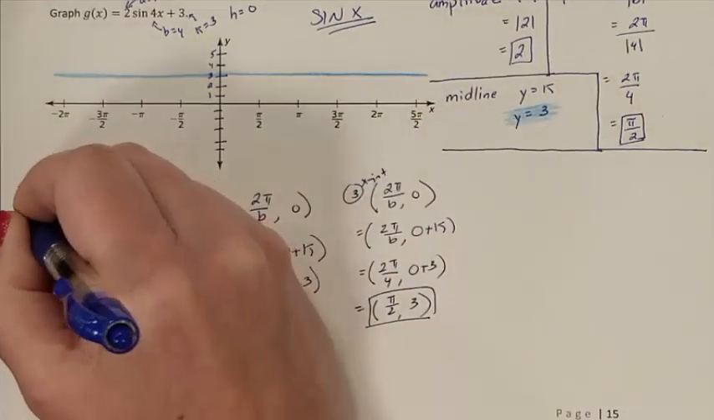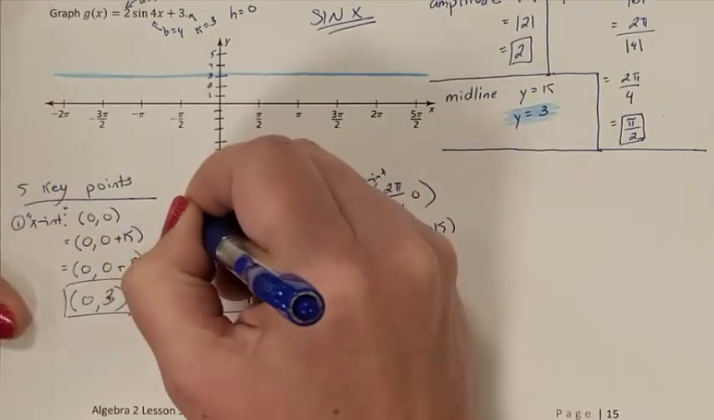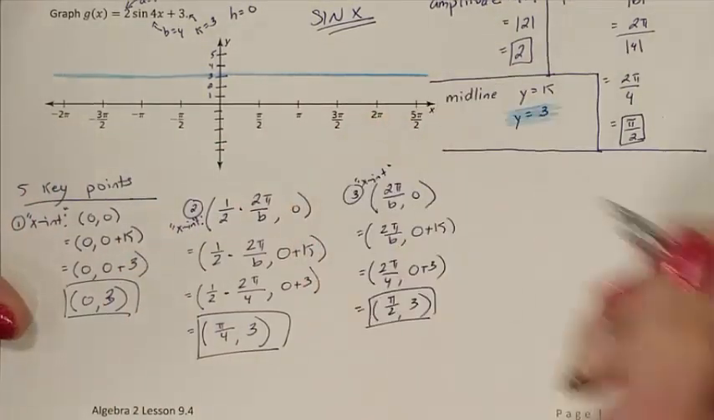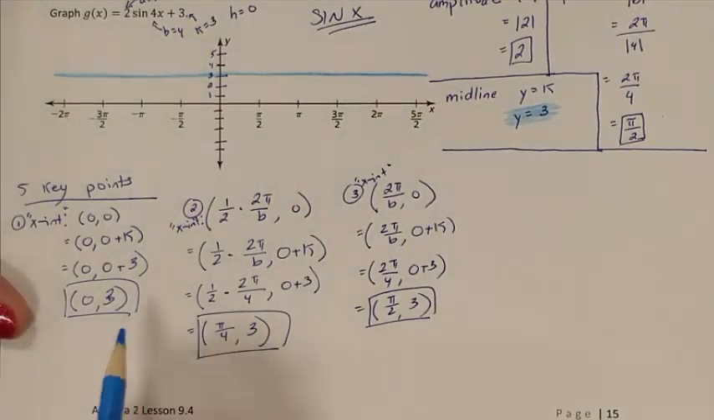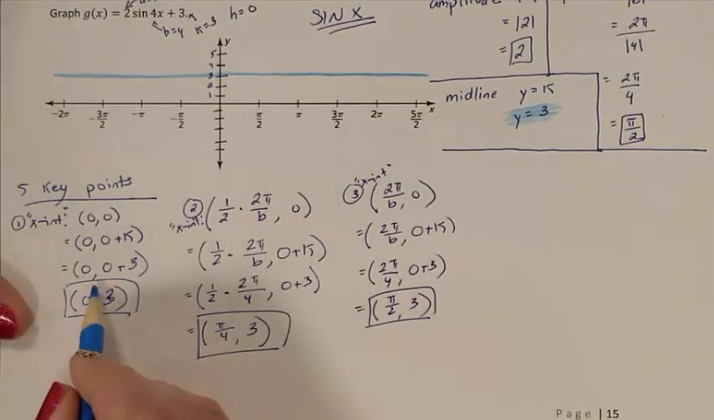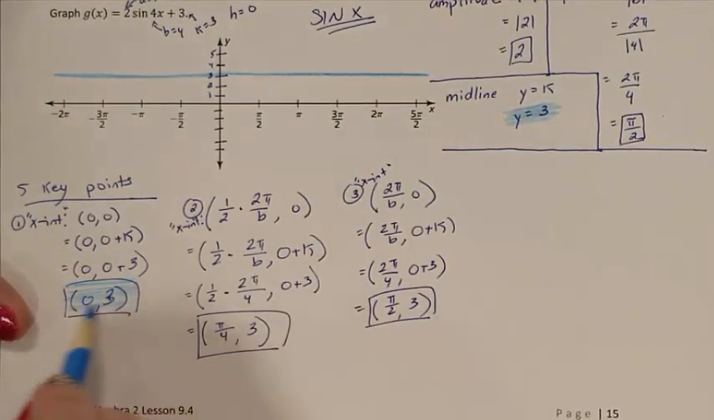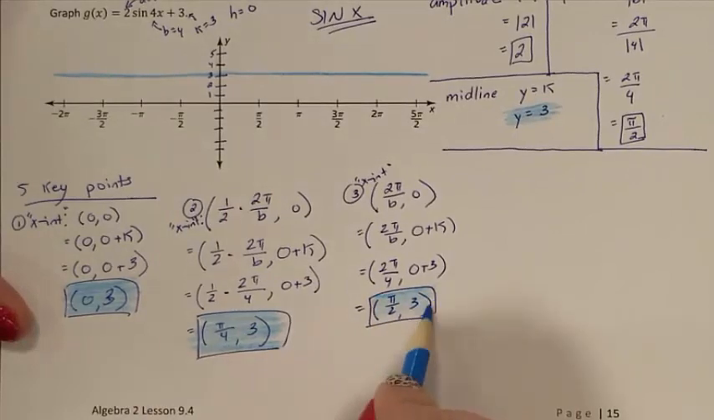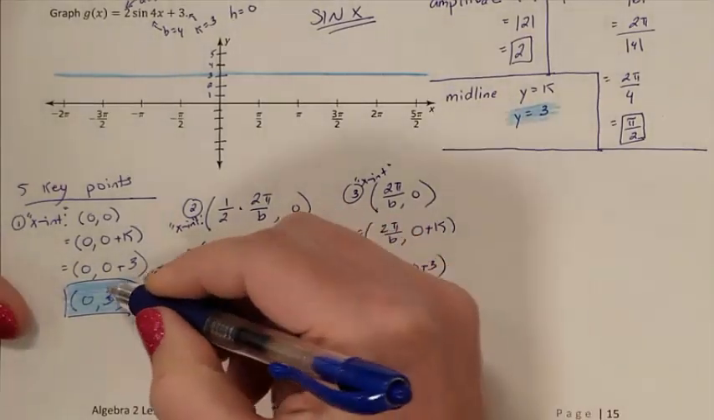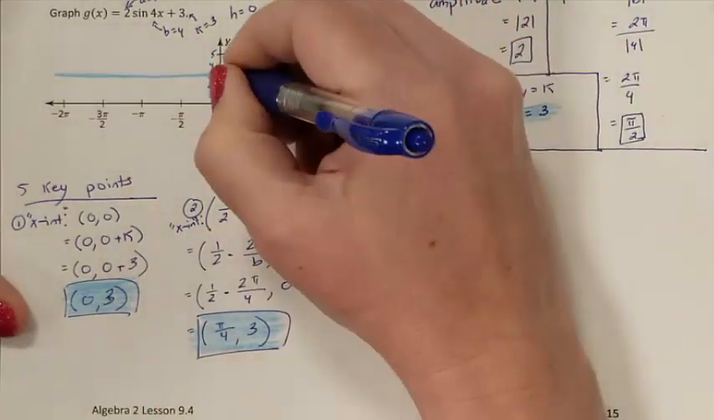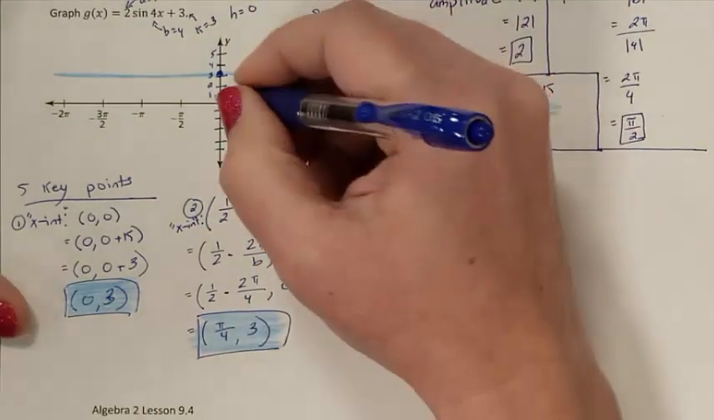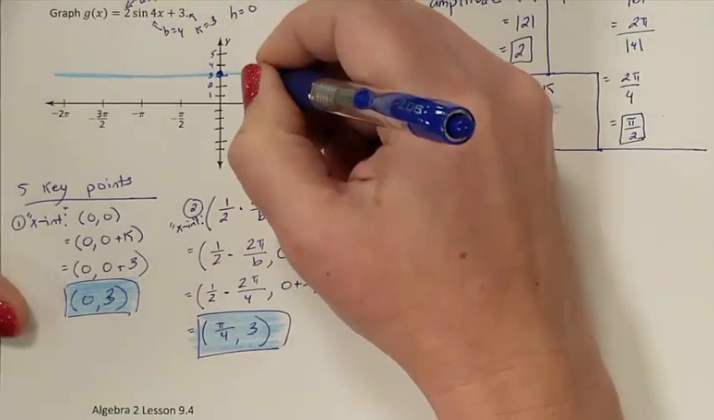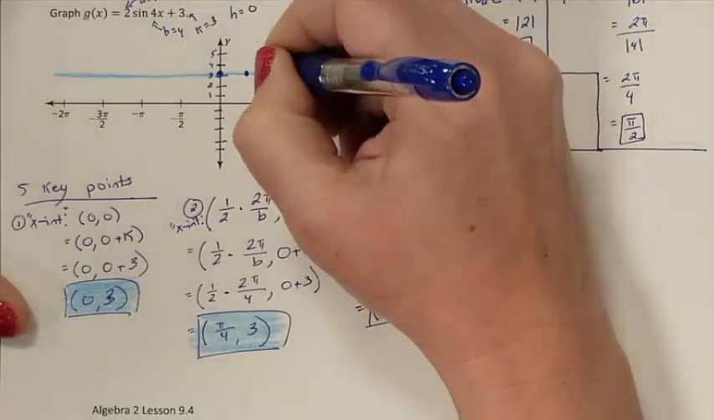Now these aren't going to be x-intercepts anymore because our midline is no longer the x-intercept. These are actually midline intercepts. So these 3 should be on the midline because that's where my x-intercept actually moved to. They moved up 3. So these should be 0, 3. It's right here. Pi fourths, 3 is right here. Pi halves, 3 is right here.